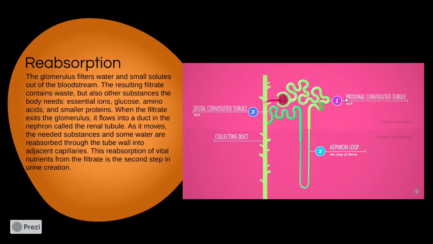After the loop of Henle, the reabsorption will continue in the distal convoluted tubule or DCT to reabsorb more ions like calcium and other necessary things our body needs.